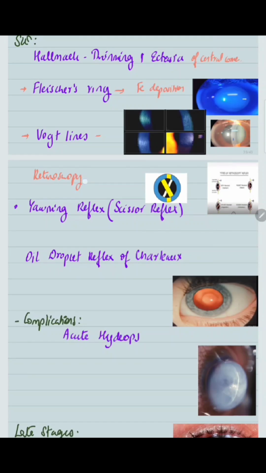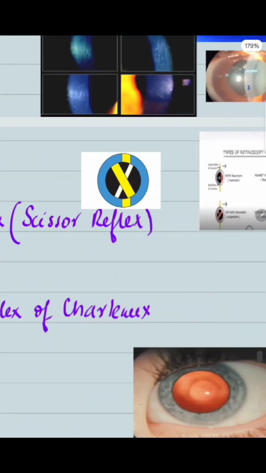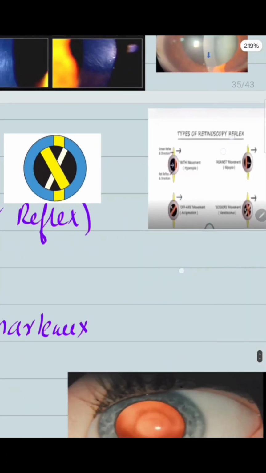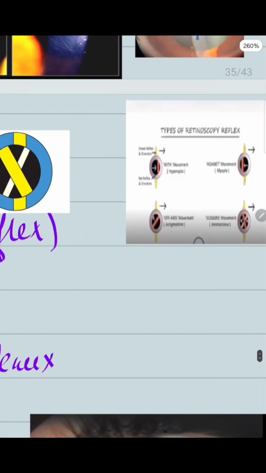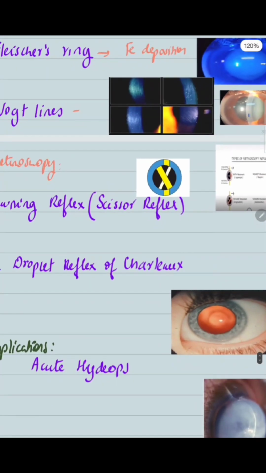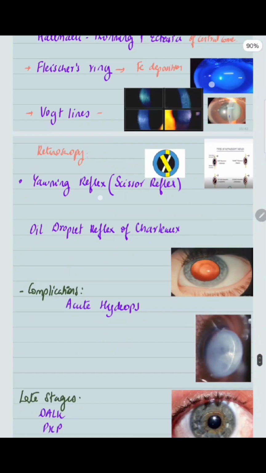there is a yawning reflex or scissoring reflex. This is a scissoring reflex in retinoscopy. See, in a normal scenario, with the movement is hyperopia and against the movement is myopia, and off axis is astigmatism. Due to astigmatism, there will be both with the movement and against the movement, so it will appear as a cross reflex. That is known as the scissoring reflex, which is seen in retinoscopy.